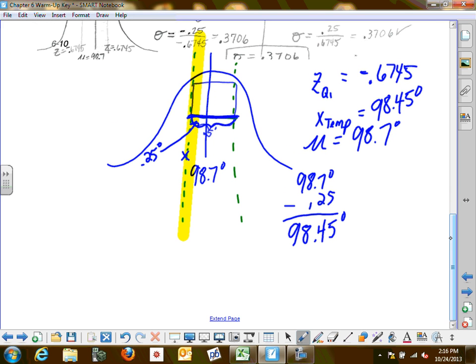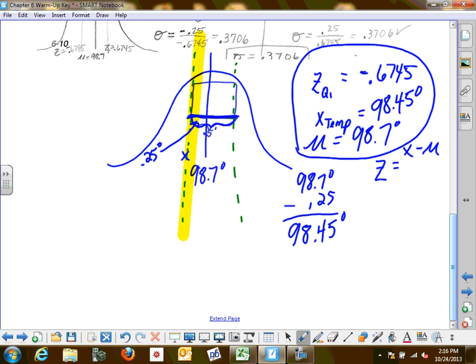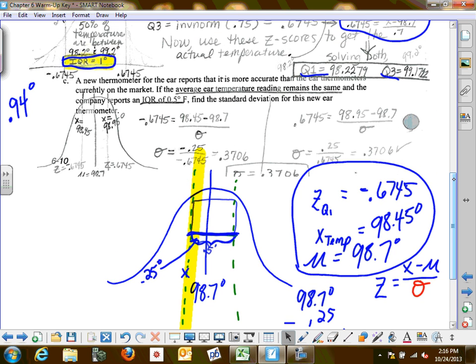So now I have 3 items in reference to one location, and then that is when I can put 3 items in and solve for the 4th. And that's what this question wanted, the standard deviation. So you put those 3 items in and solve for the 4th. In doing that, it looks like this up above. You get a standard deviation of 0.3706. This side is doing it with the Q3 information. This side is doing this computation with the Q1 information, and it did not matter which one you chose. You came out with the same answer.